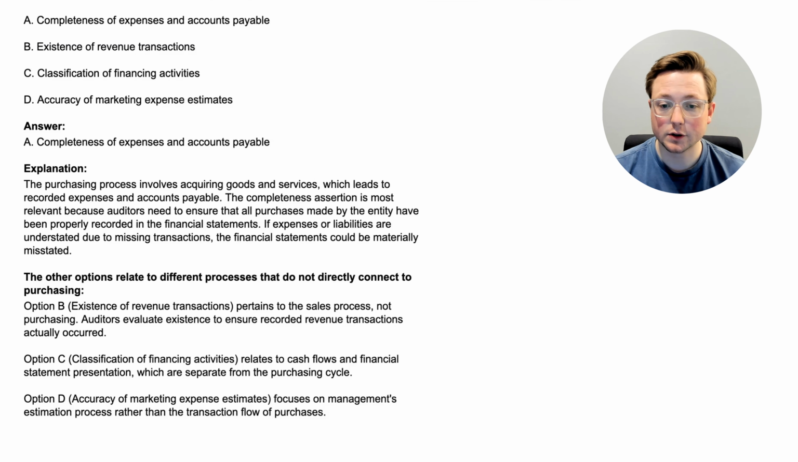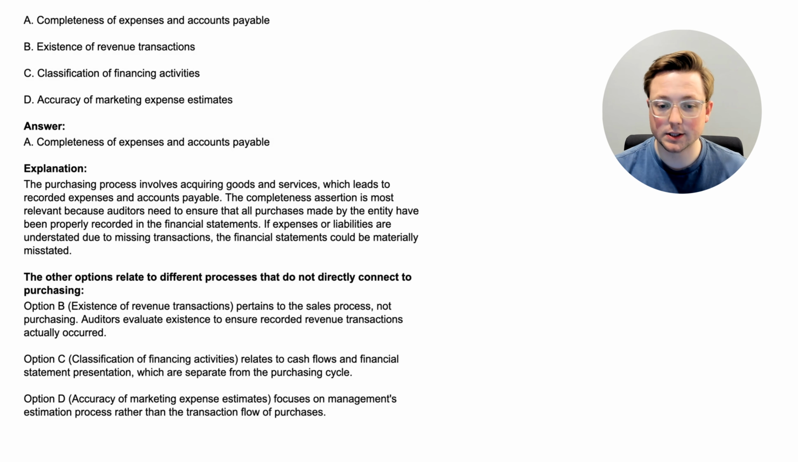The purchasing process involves acquiring goods and services which leads to recorded expenses and accounts payable. The completeness assertion is most relevant because auditors need to ensure that all purchases made by the entity have been properly recorded in the financial statements. If expenses or liabilities are understated due to missing transactions, the financial statements could be materially misstated.